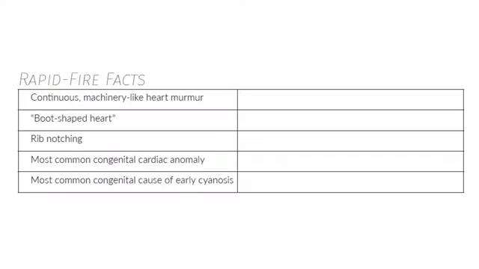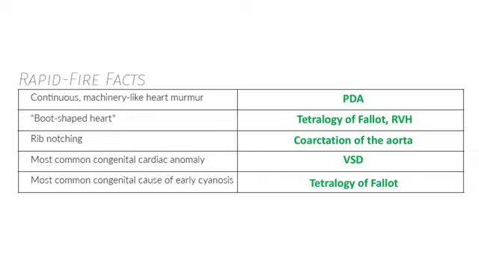If you hear a continuous machinery-like heart murmur, I want you to think PDA. If you see a boot-shaped heart on chest x-ray, think about tetralogy of Fallot or possibly other causes of right ventricular hypertrophy in an adult. If you see rib notching, think coarctation of the aorta. The next one, the most common congenital cardiac anomaly is a VSD. Definitely know that. And the most common congenital cause of early cyanosis is tetralogy of Fallot. All right, that's it for the congenital heart defects. I'll see you soon.